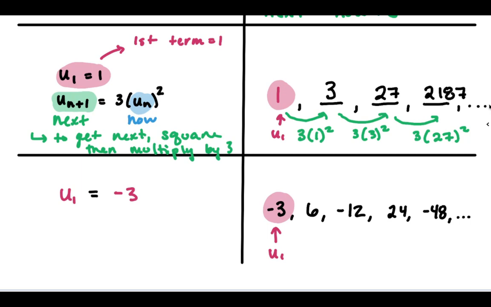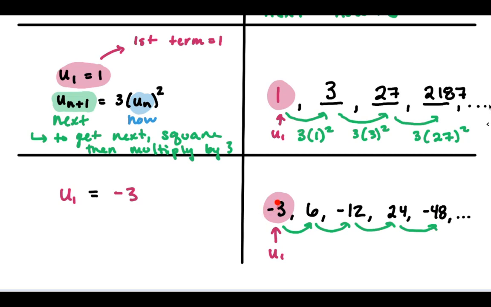Okay. Now we want to know what our rule is. How am I getting from term to term to term? So how do I get from -3 to 6, 6 to -12, -12 to 24, 24 to 48? We might see pretty quick that we're multiplying by 2. 3 times 2 is 6, 6 times 2 is 12, 12 times 2 is 24, and so on.